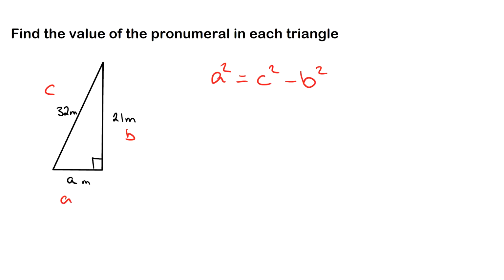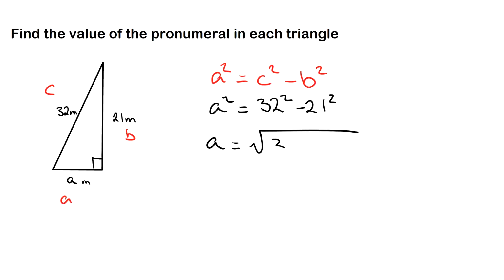Now, a trick to remember is if you're finding the long side, you're adding things. If you're finding a shorter side, there's a minus. So now that I've got the formula there, I can start substituting in what we know. We know a squared is going to equal 32 squared minus 21 squared. So a is going to equal the square root of 32 squared minus 21 squared, and that gives me an answer of 24.15 if I round it to 2 decimal places. Now I need to remember my units, meters.